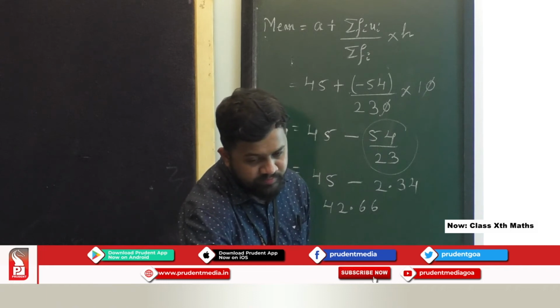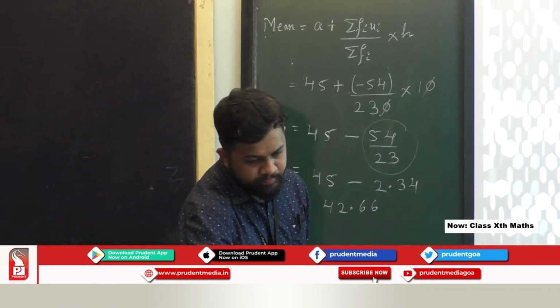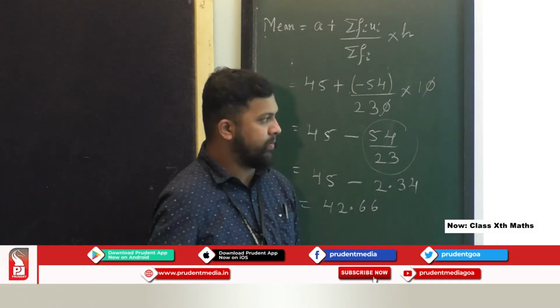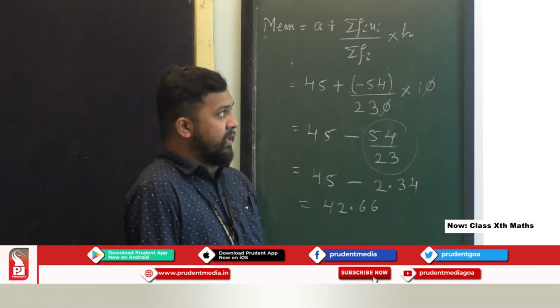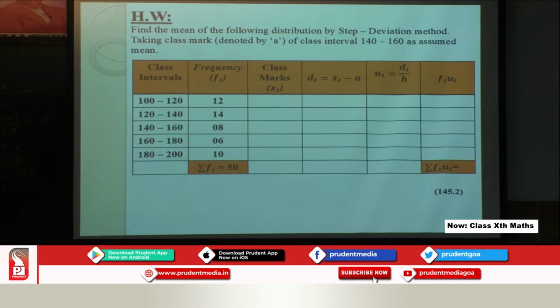Problem for homework. You can find out the mean by using the step deviation method. You have to take the assumed mean as the class interval 140 to 160.